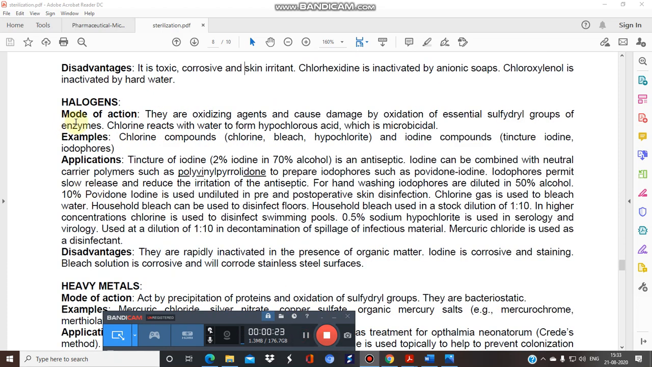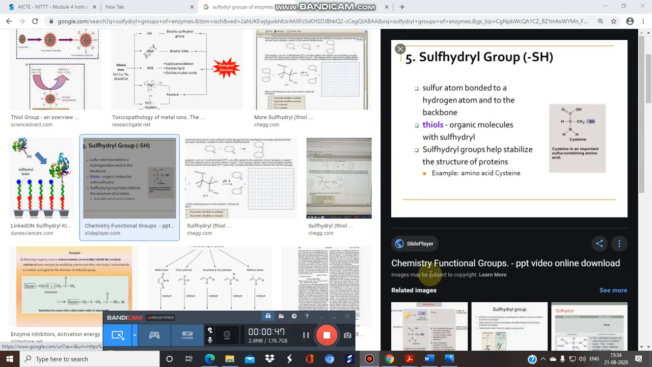How do these halogen compounds act as microbicides? First of all, they act as oxidizing agents and cause damage by oxidation of the essential sulfhydryl groups of enzymes. These are the functional groups required by several enzymes present in the microorganism for their optimum and sustainable growth. These sulfhydryl groups help to stabilize the structure of protein in various microorganisms.